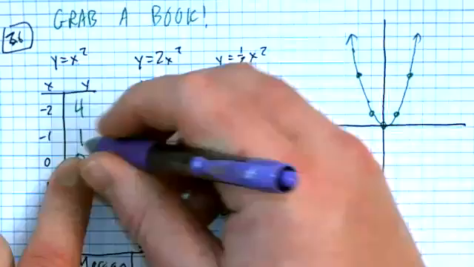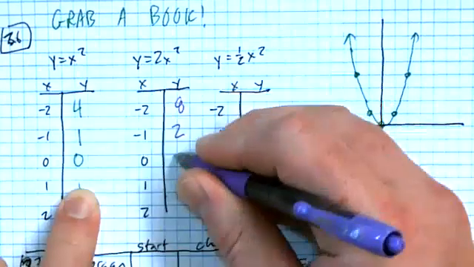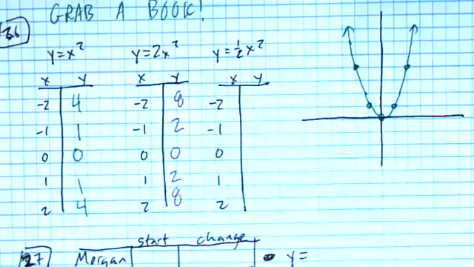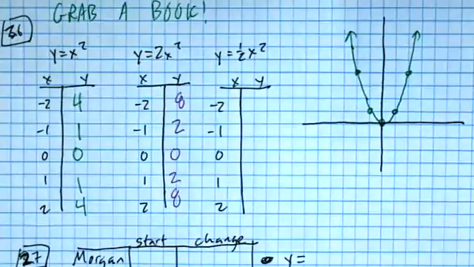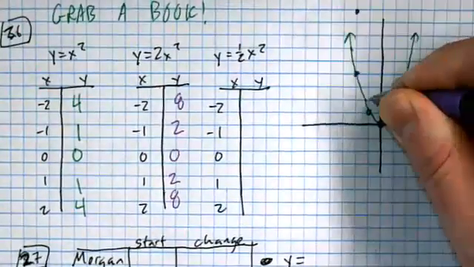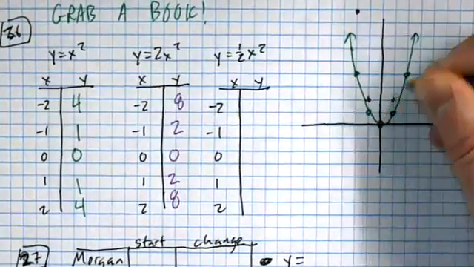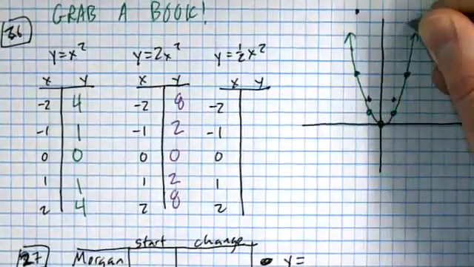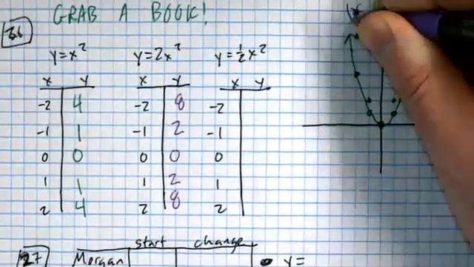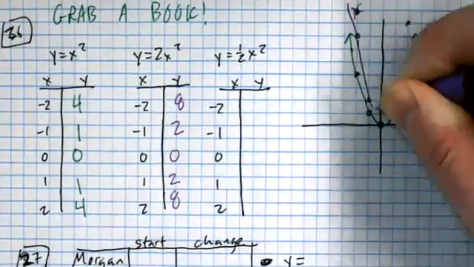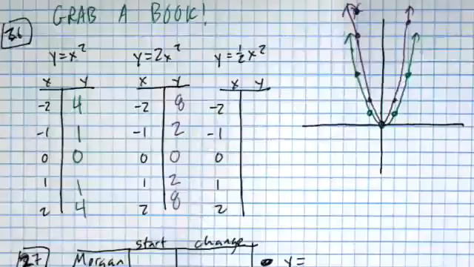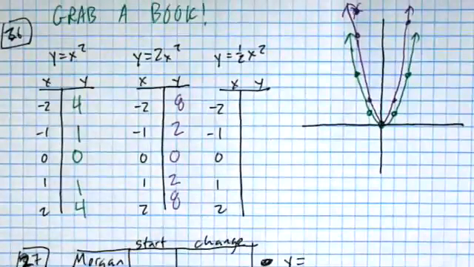4 times 2 is 8. 1 times 2 is 2. 0 times 2 is 0. 1 times 2 is 2. 4 times 2 is 8. So we end up getting those points, and then we got to plot those as well. It's too high. And we get, oh my goodness, look, it's another parabola. This one's taller though.